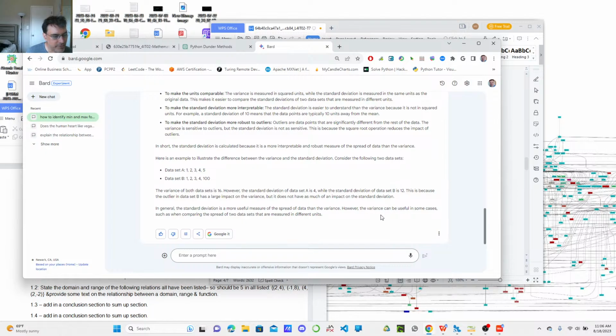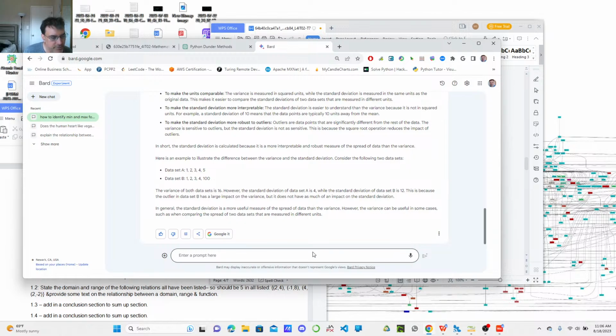Okay, the variance in both data sets is 16. However, the standard deviation of data set A is 4, while the standard deviation of data set B is 12. It's because the outlier in data set B has a large impact on the variance, but it does not have as much of an impact on the standard deviation.